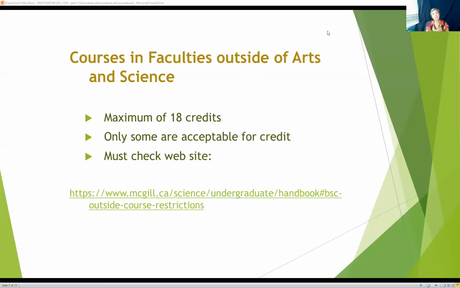But if you were looking for an elective in another faculty, that might be, say, management or education or engineering, then there are some rules. So you're limited to a maximum of 18 credits of electives outside of the faculties of arts and science. So other than courses in arts or in science, you can do up to 18 credits of electives in other things like management or education or stuff like that. That's one thing. The other rule is there are only specific courses for which you will get credit in those other faculties.